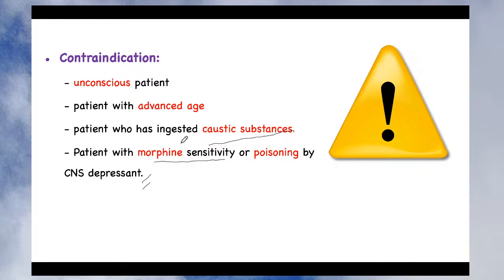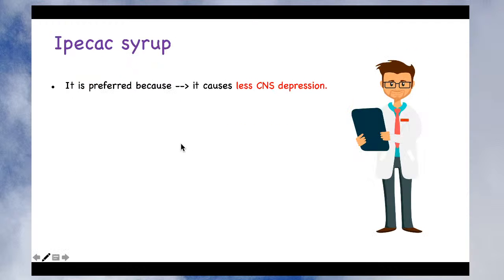So you must take a quick history of the patient from the relatives before injecting apomorphine. So these are all the contraindications of apomorphine. We have seen many side effects and contraindications related to apomorphine. Let's go to the new drug, that is Ipecac syrup.